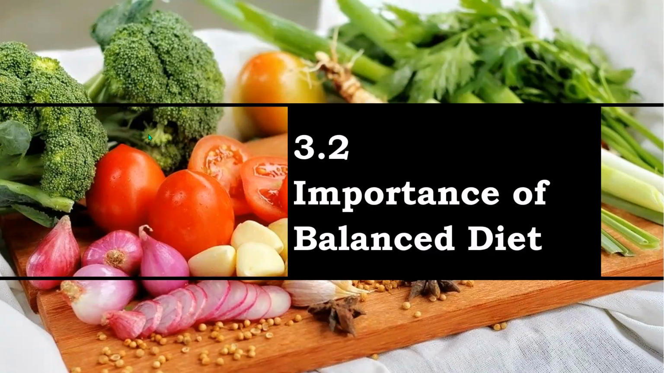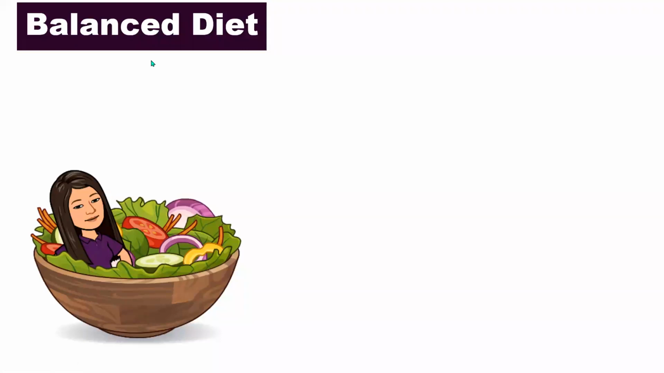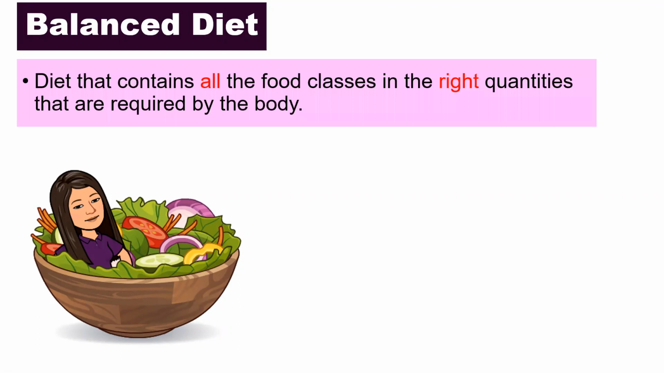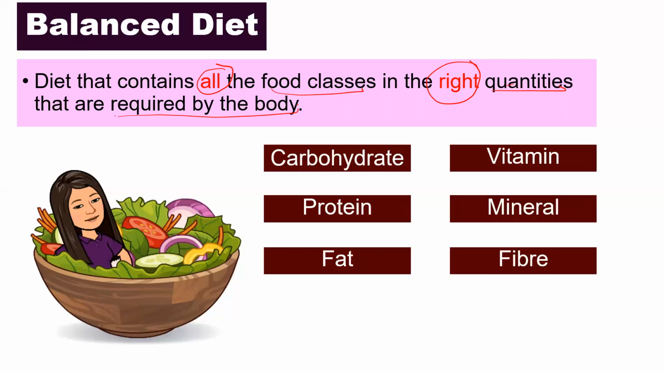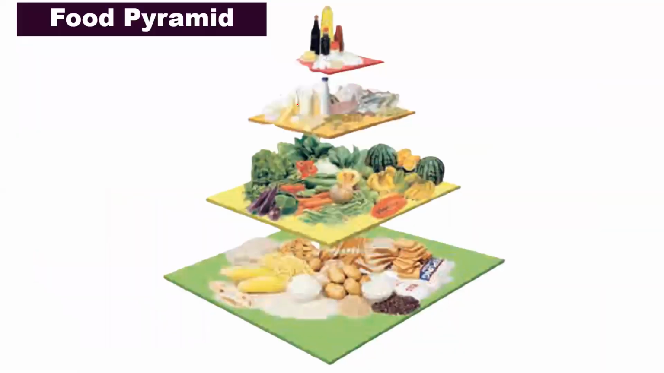So, importance of a balanced diet. Okay, let's see. Point number 1. When you have a diet that consists of all food classes in the right quantities required by your body, then we call that a balanced diet. So we must have all of these in the right quantities. It cannot be, teacher, I want to take a lot of protein but I don't take water, or I want a lot of carbohydrates, a lot of rice, but I don't want to take vitamins. Cannot. It must all be in the correct quantity, and this will be your food pyramid.